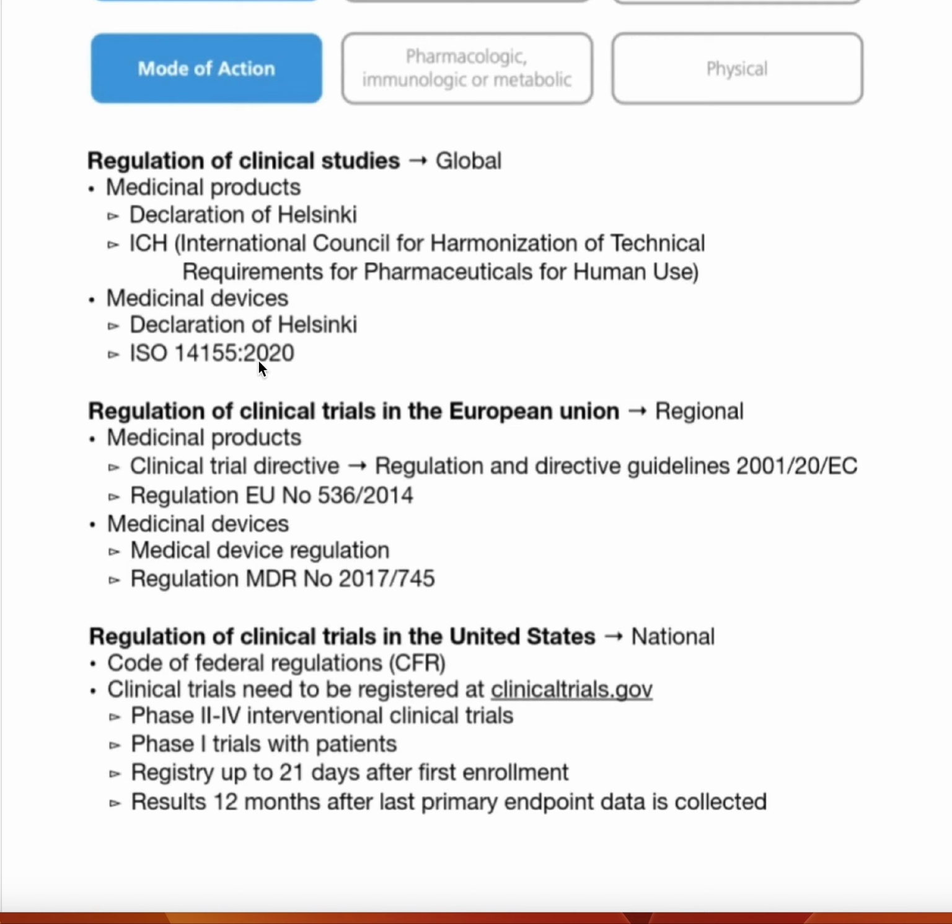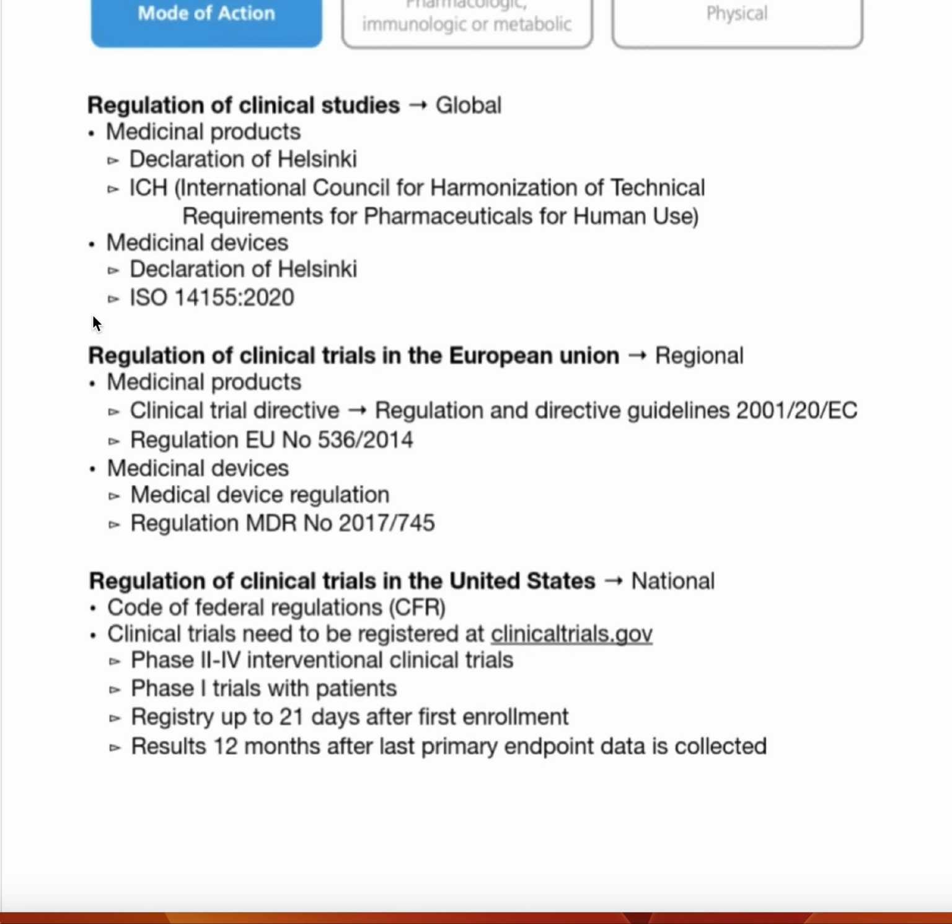14155 2020. These are related to the medicinal devices. So again, the regulation of a clinical study that is global: for medicinal products, Declaration of Helsinki and ICH; for medicinal devices, Declaration of Helsinki, and also ISO 14155 2020.